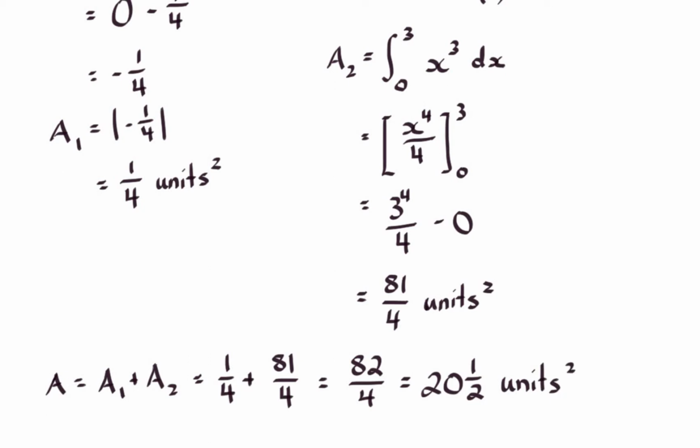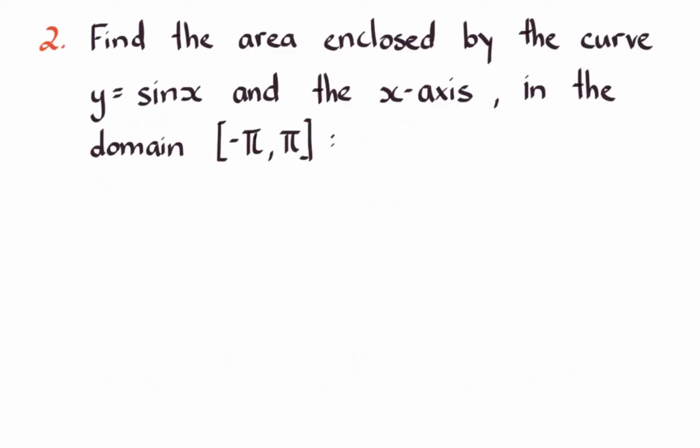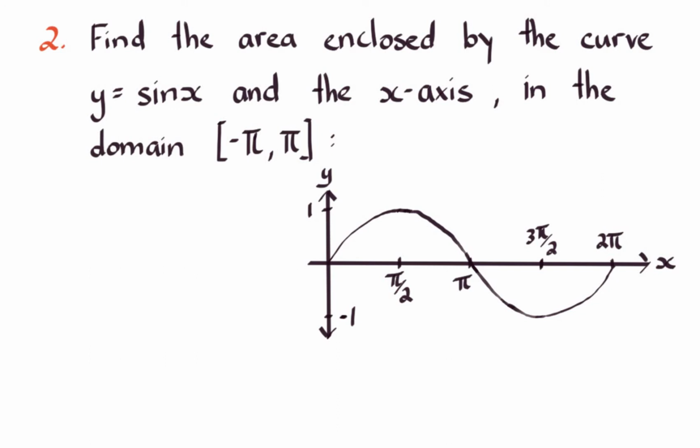Alright, let's do another example. Find the area enclosed by the curve y equals sine x and the x-axis in the domain minus pi to pi. So we should be familiar with what the curve y equals sine x looks like from 0 to 2 pi, because 0 to 2 pi is the conventional domain, so to speak.